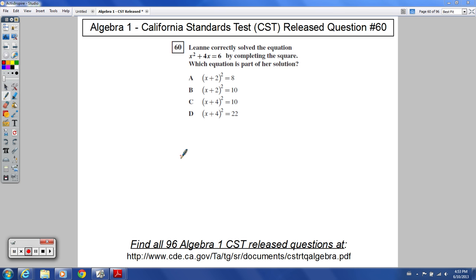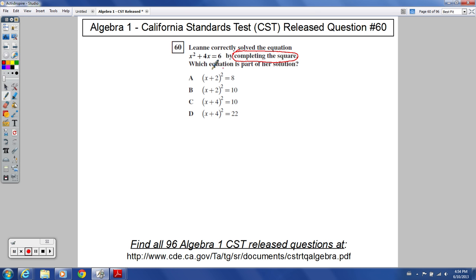Welcome to Algebra 1 release question number 60. It says Leanne correctly solved the equation x squared plus 4x equals 6 by completing the square. So how do we do that? We saw that in a previous question in this set, but we didn't actually do that fully in a question yet. So we're going to see the full way to do a completing the square problem here. Which equation is part of her solution?